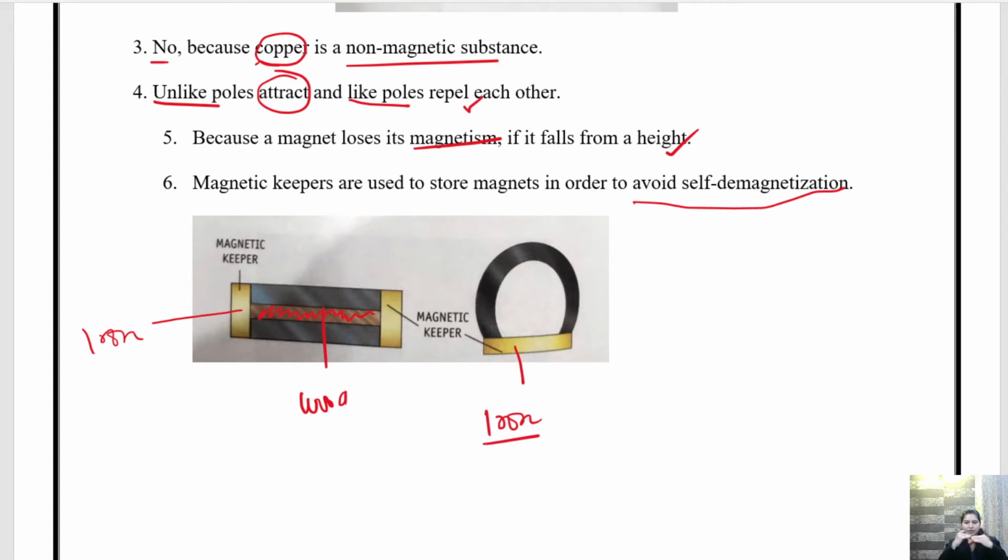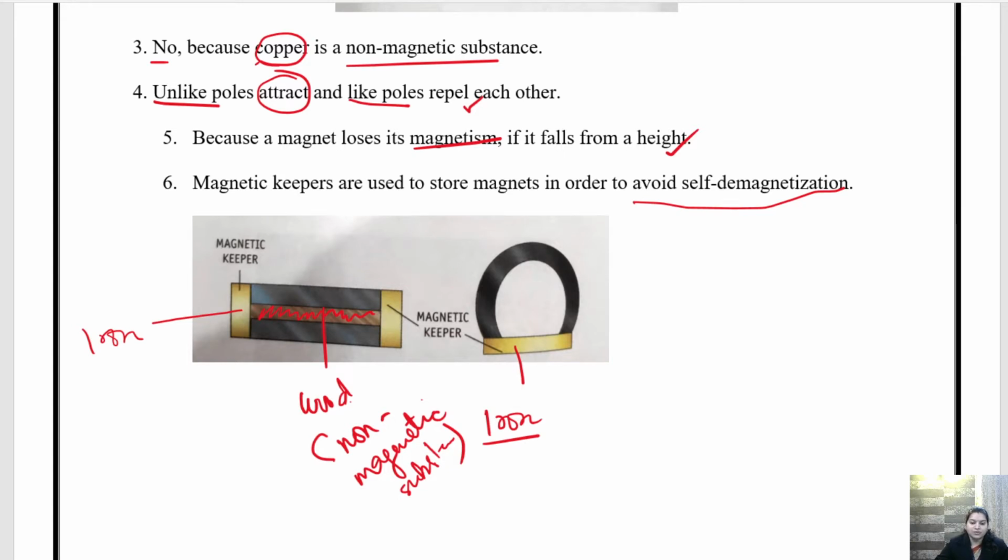Okay, so we keep a wood between two magnets. Why do we keep a wood between two magnets? Because wood is a non-magnetic substance. It cannot conduct magnetism, neither can it conduct electricity.